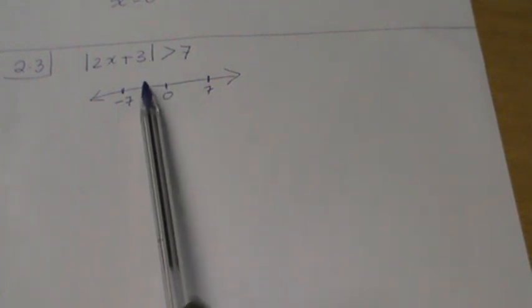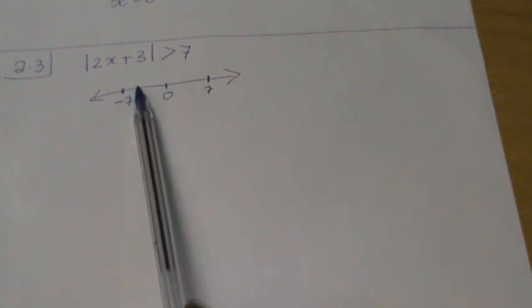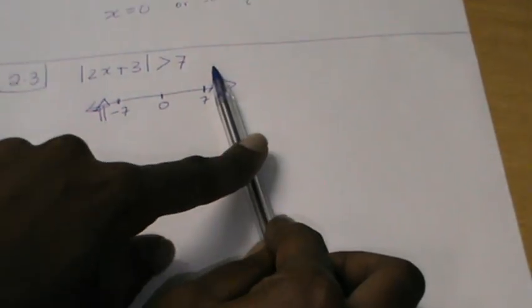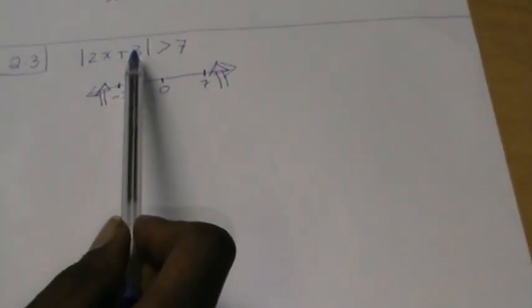So the only places I could place my pen so that it is more than 7 units away from 0 is either in this region, or in this region over here. So if I place my pen over here, the distance between 0 and my pen is more than 7, because 7 units ends up over there. Same thing if I place it over here, my pen is more than 7 units away from 0, because this much is 7 units. So my pen in this illustration represented 2x plus 3.